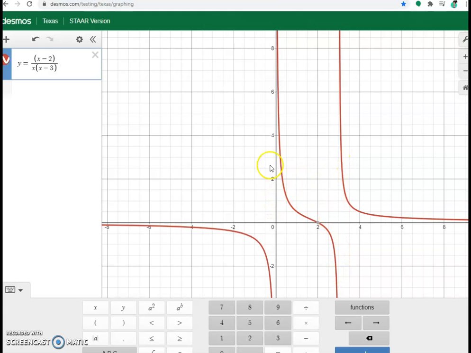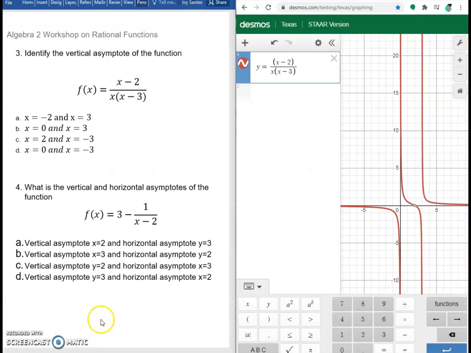And the other is x equals 0, this right here. So those are your two vertical asymptotes, x equals 0 and x equals 3. And so the answer for number 3 is B.